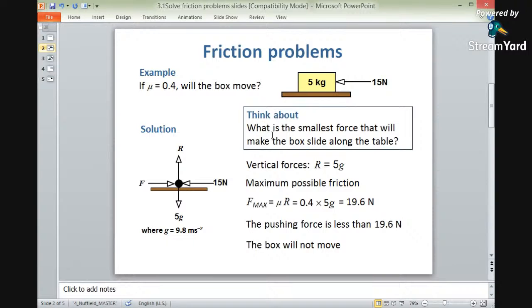So what is the smaller force that will make the box slide along the table? We will see what is the smaller force which results in the block sliding. Again, we have drawn the FBD for this. We already discussed in the last lecture what an FBD is. After releasing the supports, or all the contact surfaces, we draw a diagram which is nothing but the free body diagram.